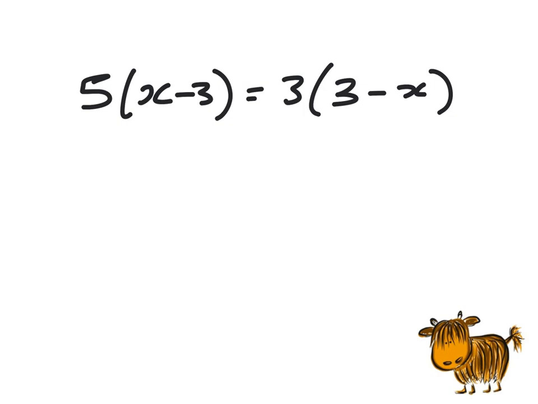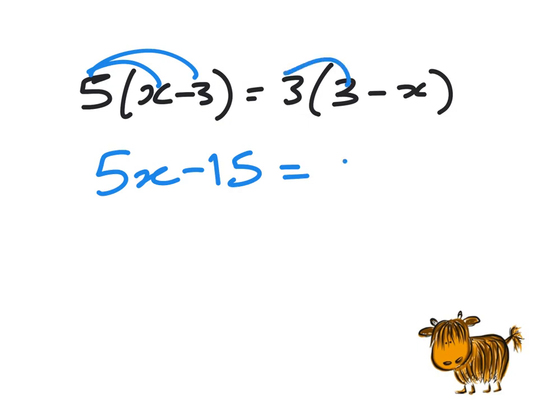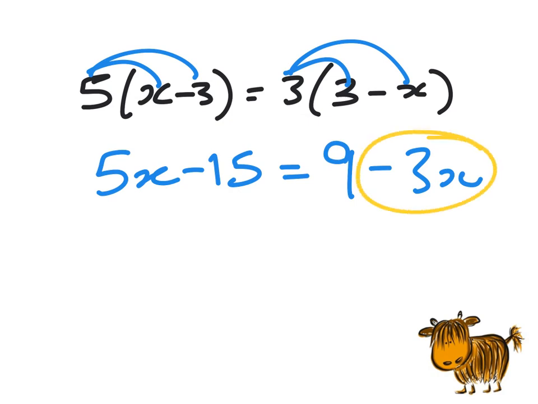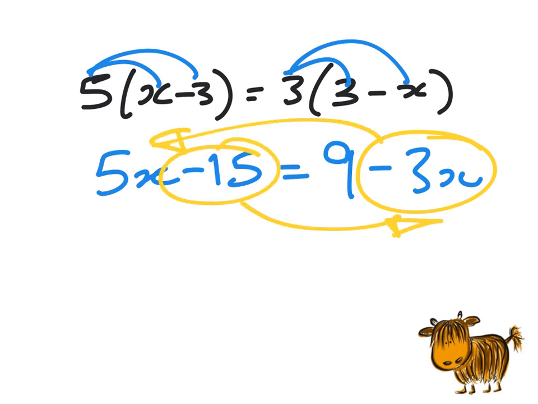The last one is very, very similar, but the first thing you need to do is remove the brackets. So 5 times x, 5 times negative 3, is equal to 3 times 3, 9, 3 times negative x, negative 3x. Then you're in the same procedure as you were a minute ago. The x's need to go over here, and the negative 15 needs to go over here. You'll get so many x's equal a number, and then you can work out what x is.